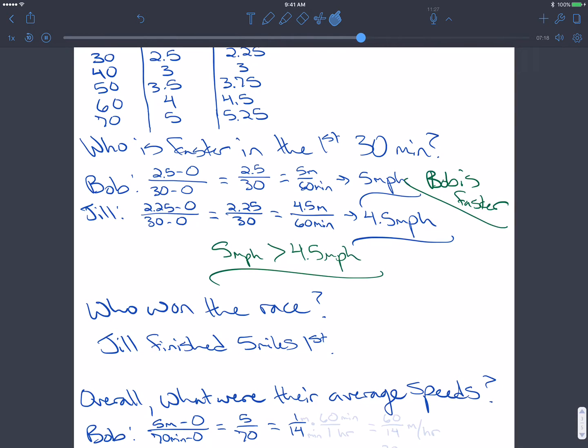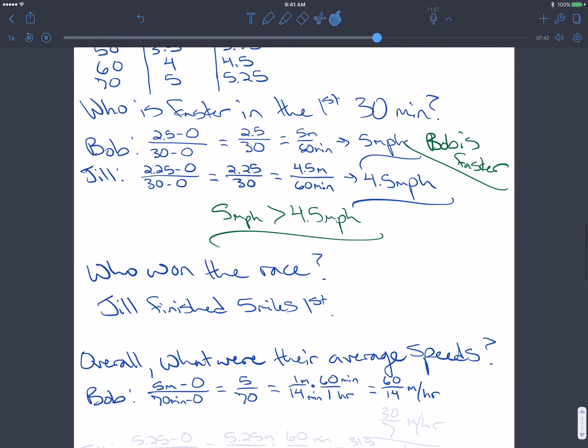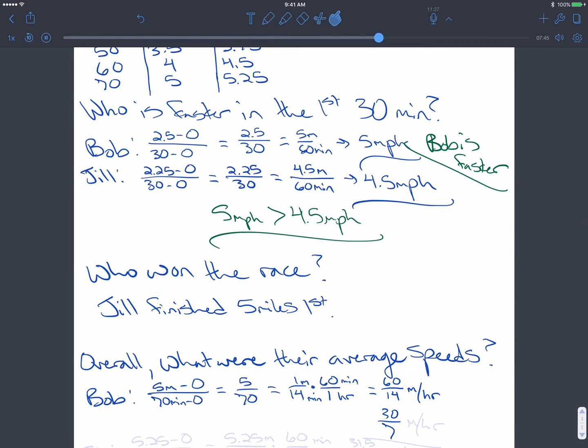in terms of his miles per hour. That's 1 per 14 minutes times 60 minutes per hour. And in that case, you end up with 60 over 14 for miles per hour. Now, if we reduce that, you have 30 over 7, and from there you can't reduce it any further. Miles per hour.